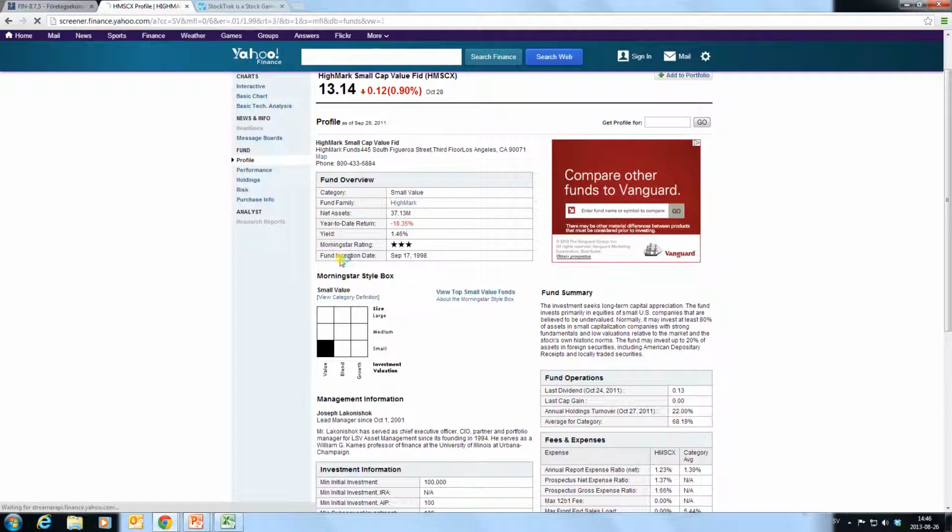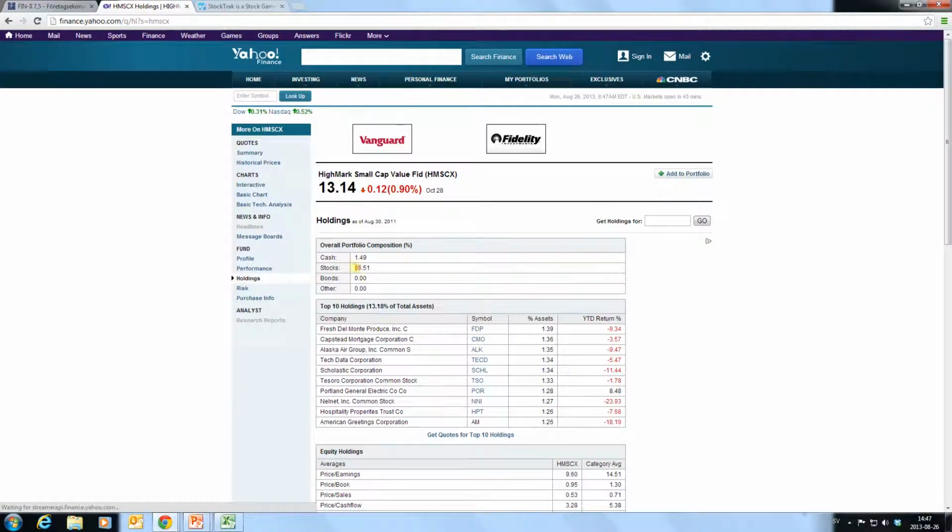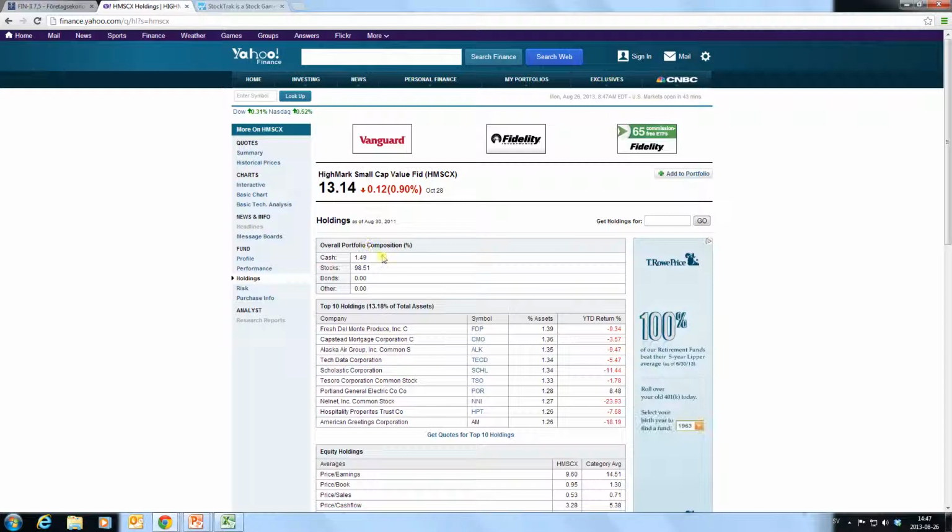More than that, we could also look at holdings, and the reason we would like to look at holdings is that we don't actually know if this fund is investing only in stocks or if it is stocks and bonds. So we click on holdings, and we see that, okay, 98.51% of the assets in the fund are invested in stocks, and 1.49% is invested in cash, and this is negligible. So I'm just going to ignore that and say that this is an all-out stock fund. Okay, that's good. All right.